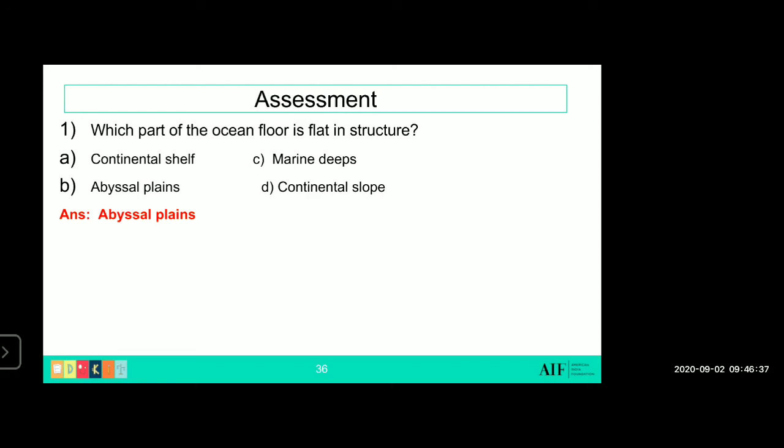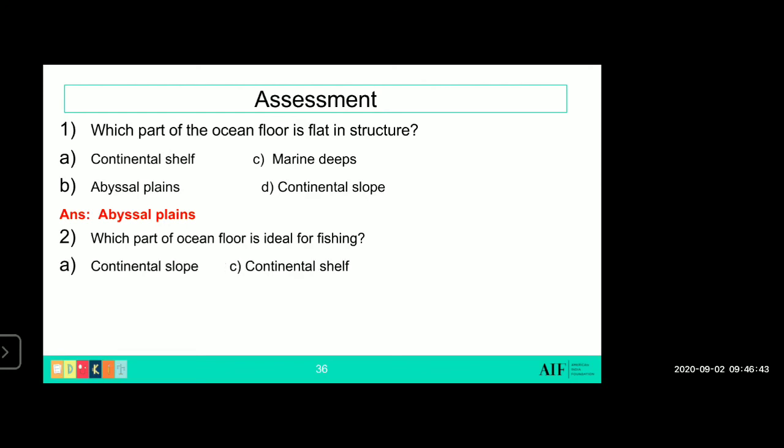Now let's go to the second question. Which part of the ocean floor is ideal for fishing? The options are continental slope, marine trenches, continental shelf, or abyssal plain. Now which ocean floor is ideal for fishing? Continental shelf.